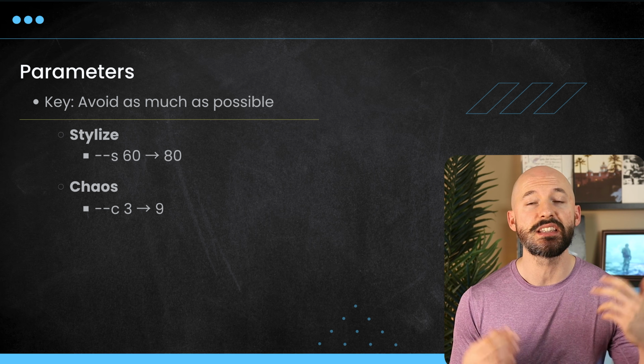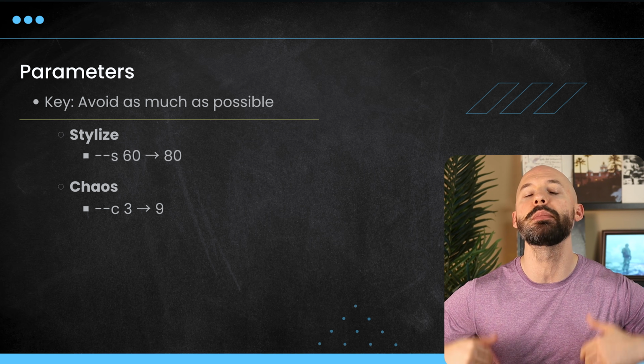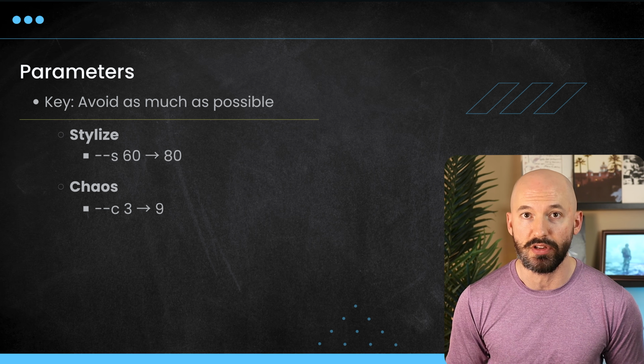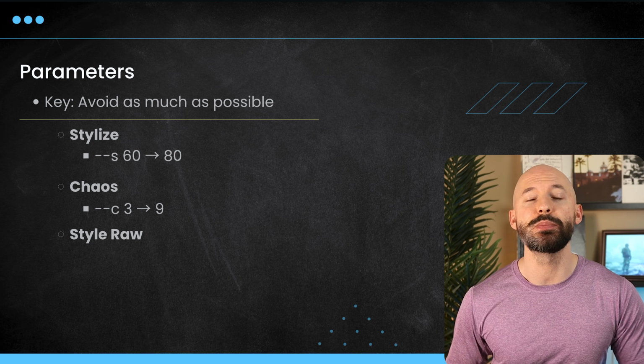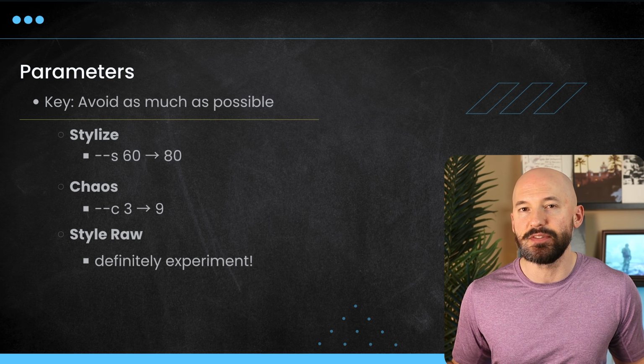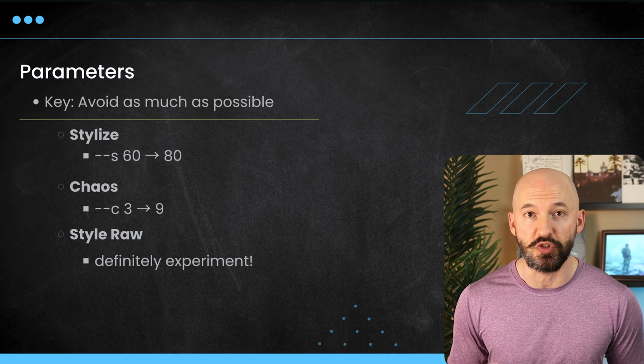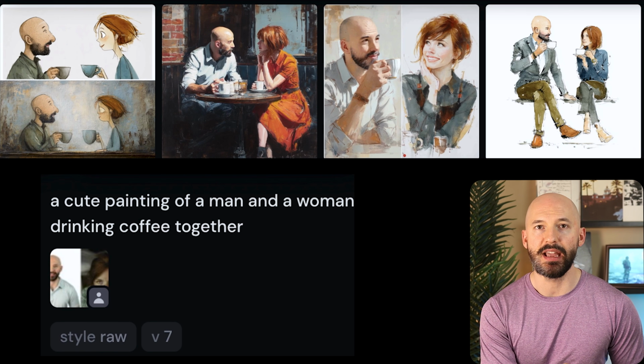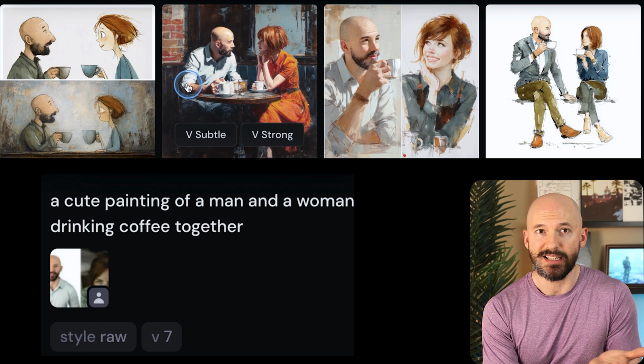We covered chaos. It might actually be really helpful. It will increase the variety of your generations, and maybe one of the outcomes will be what you were looking for. Style raw. This could be super helpful, but it's not exactly clear what is happening. I think it's safe to say you might just like the generations more. Like, here's the cute painting of a man and a woman in style raw, and some of these are awesome.